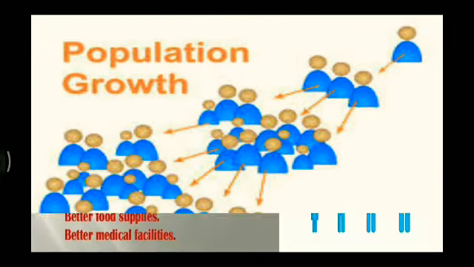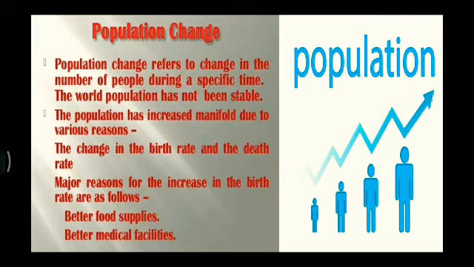Now, children, we all know this, the number of people on the earth is not static. It's not static, it keeps on changing. Alright, now this change in the number of people during a particular period of time is referred to as population change.